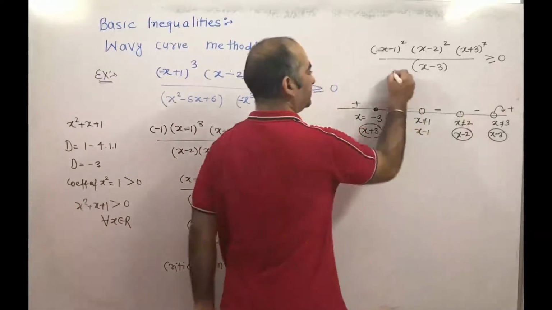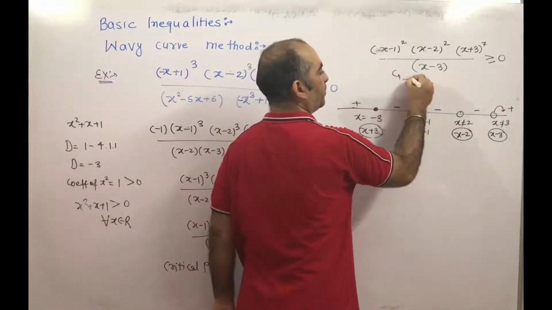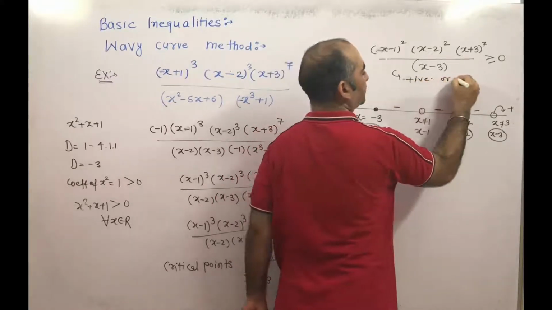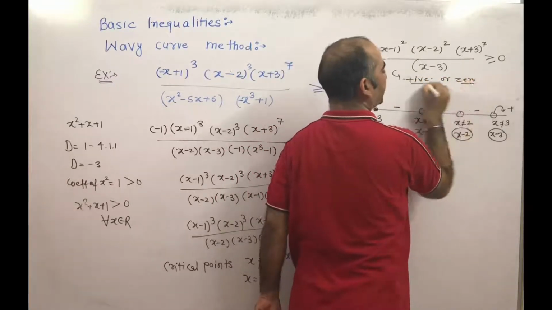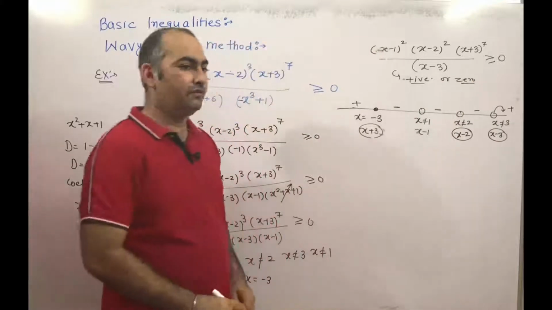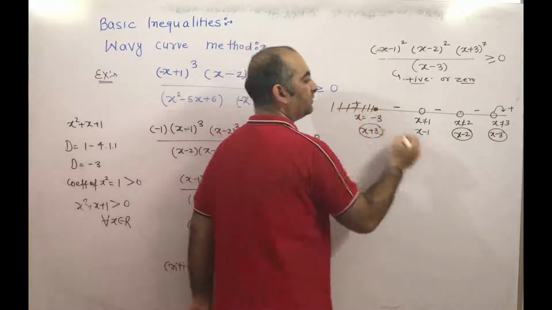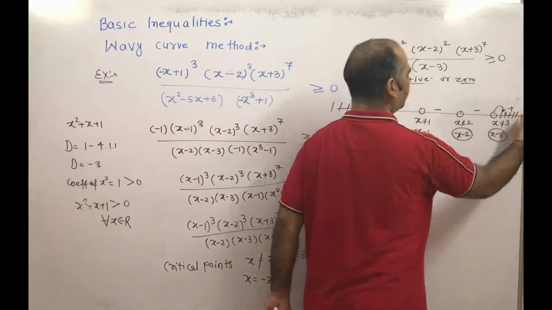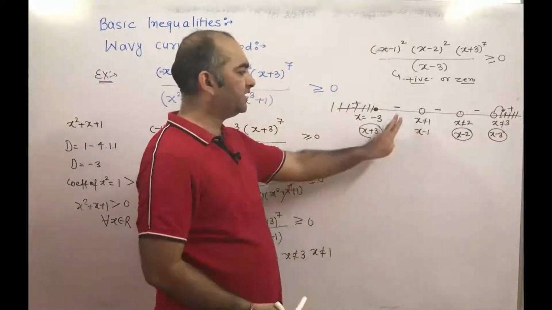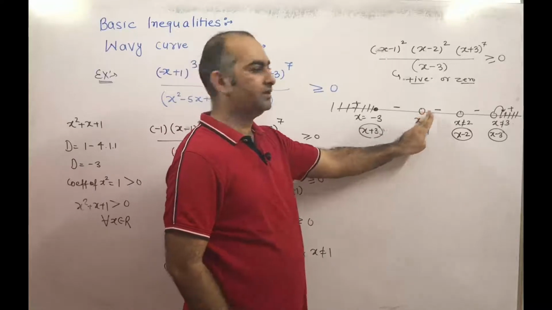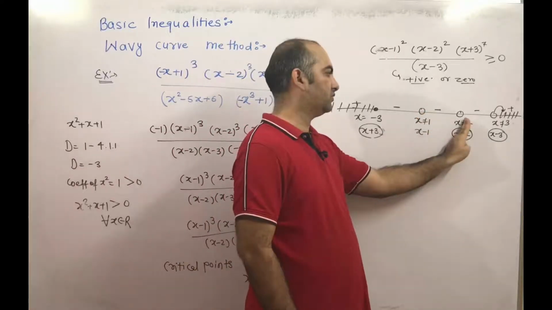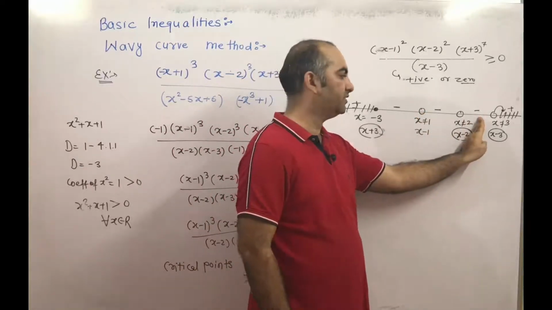That means this side should be positive or 0. So we have to check where it is positive and where it is 0. You can see this portion is positive, and here it is positive. This side is negative, so not included. This point is not included because it is negative. This also is not included, and this is also negative, so not included.